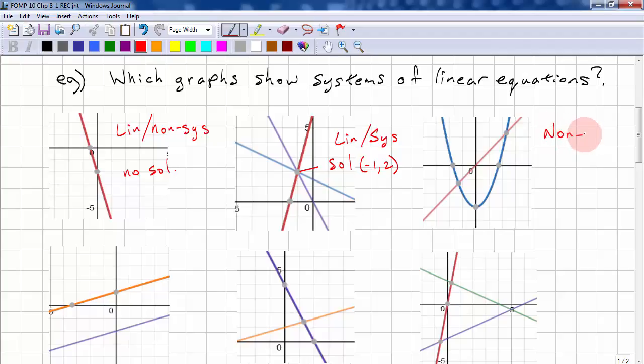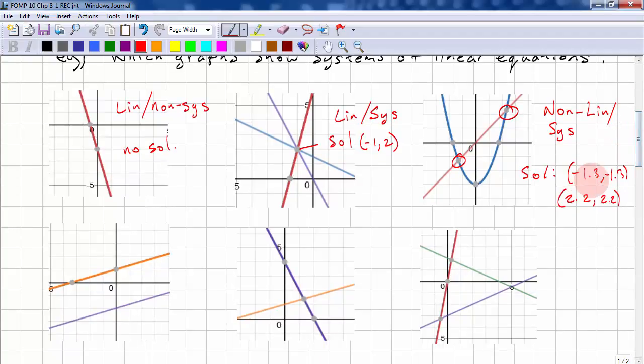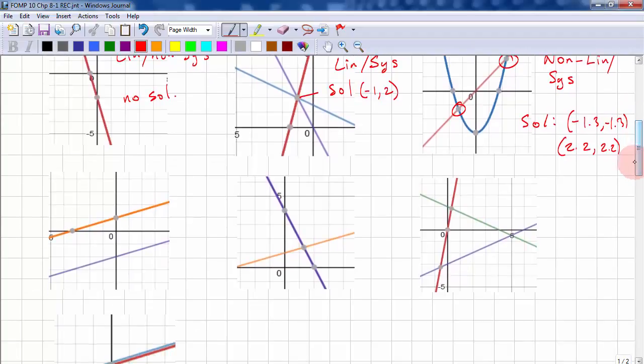This one is non-linear, and it is a system though. And there's two solutions. Here and here. -1.3 roughly, and -1.3. And the other solution is 2.2 and 2.2. So these are coordinates for the solutions. Notice you need an x and a y.